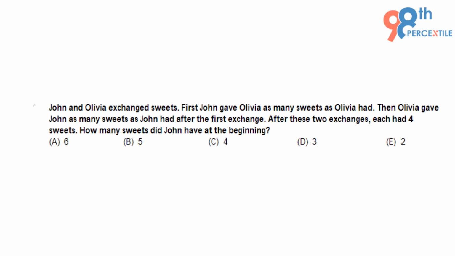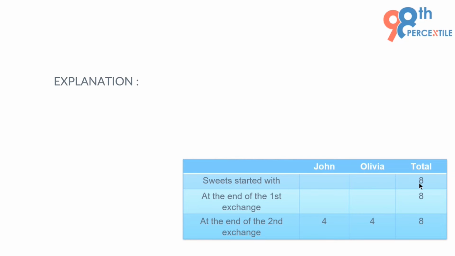These are the following options that we have. So let's see. The only information that we currently have is the number of sweets that they have after the second exchange. So this is the following table which states the sweets they started with, the sweets they had at the end of the first exchange and the sweets they had at the second exchange. So the total number of sweets is 8, and that will remain the same.